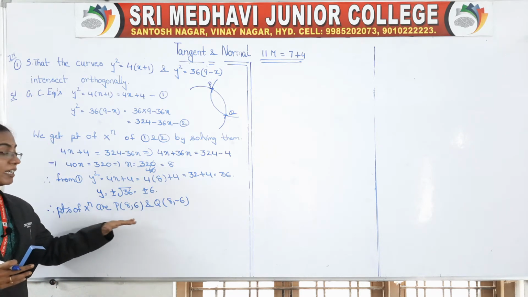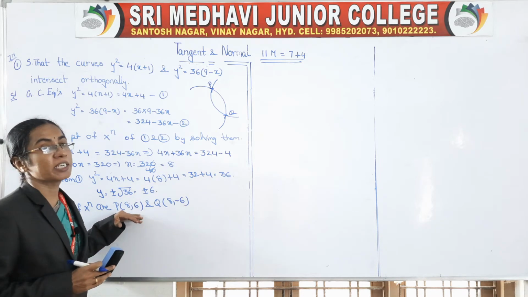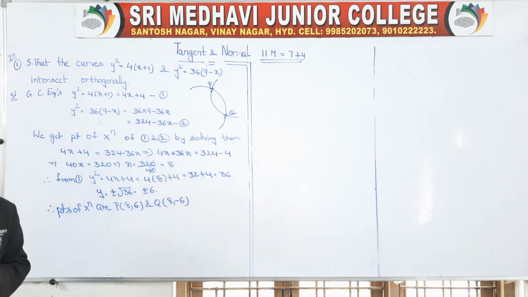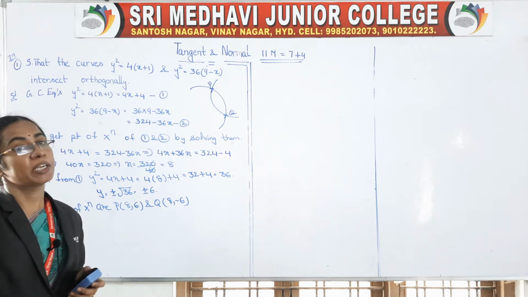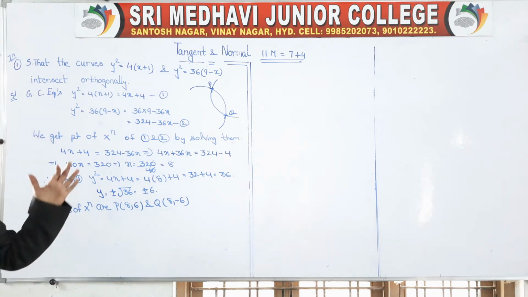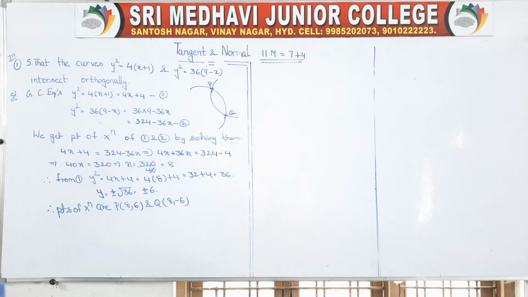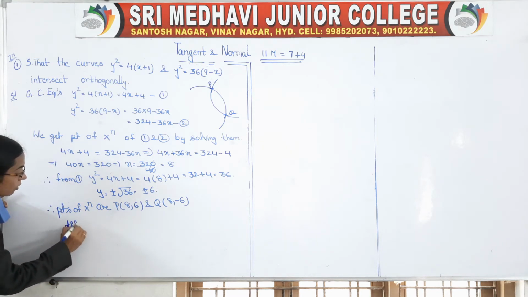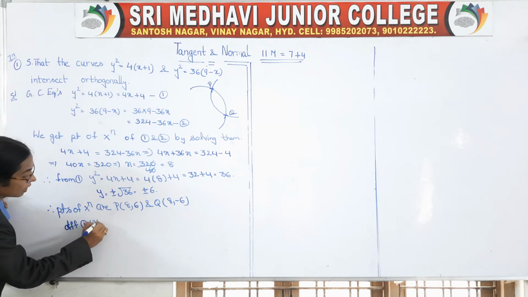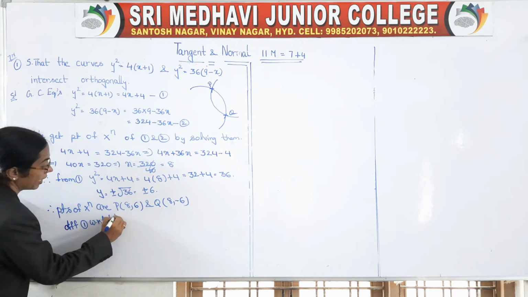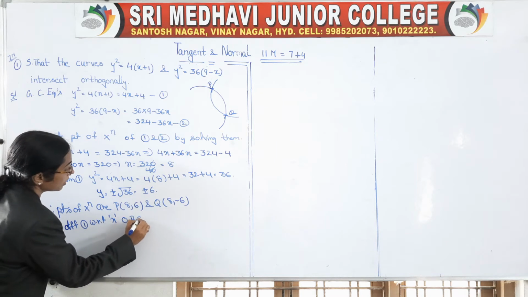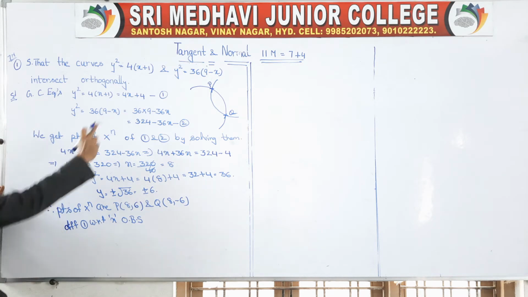First we will find m1 at the point P, to the first curve. Similarly m2, at the point P, to the second curve. Then we will check m1 into m2. Okay, so first we will differentiate the first curve with respect to x. So differentiating 1 with respect to x on both sides.